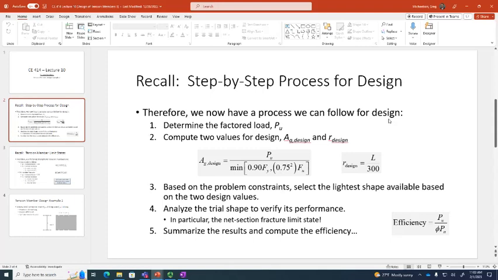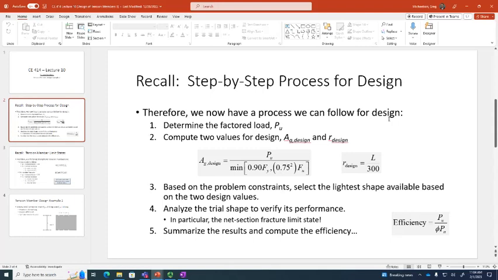We're determining the factored load. We're computing our two design values that we use to select an element, our gross area design limit and our radius of gyration design limit. Now, remember that the gross area design limit is based on assumptions for net section fracture, and so we cannot just select a member and say that we're good. We have to go back and check one. So based on these constraints, we're going to select the lightest shape available based on these two values.